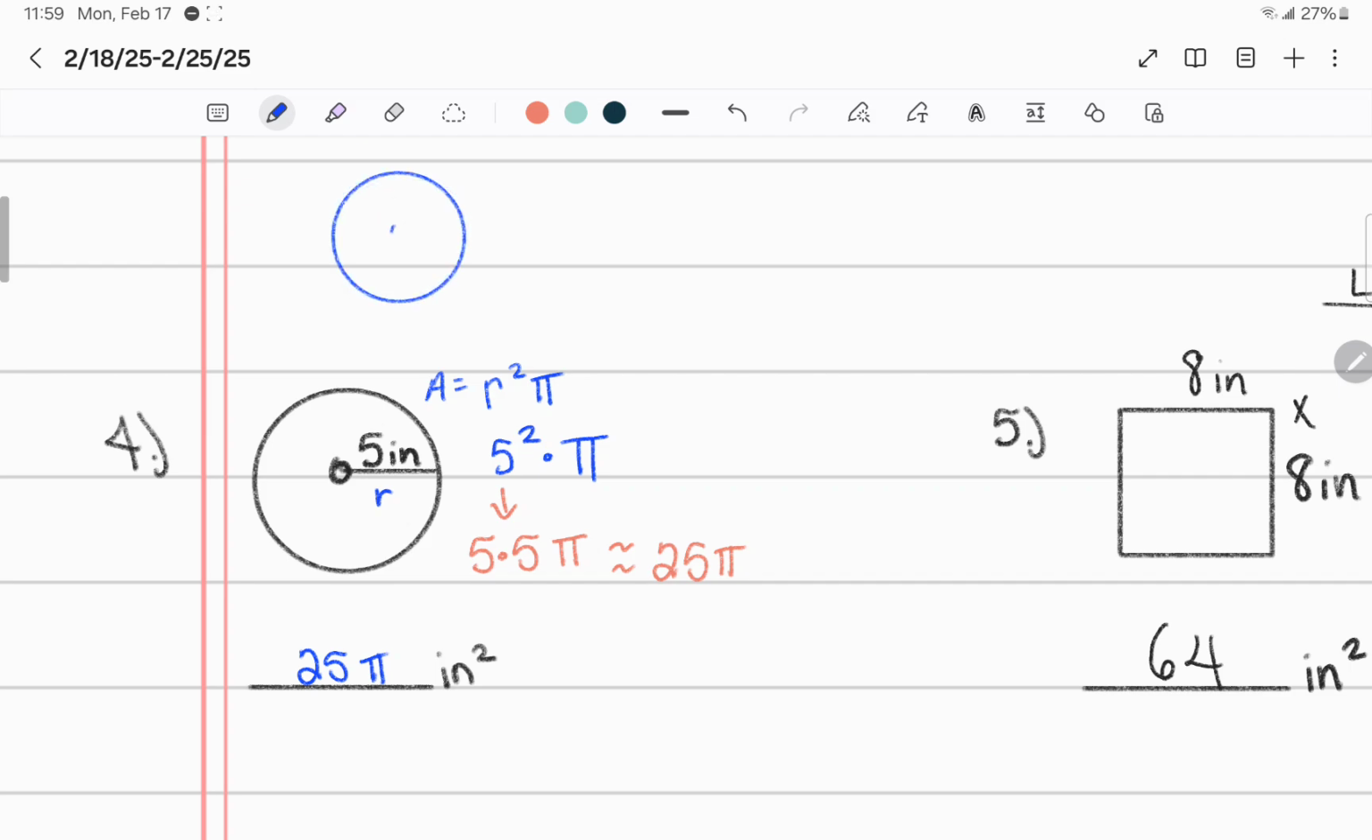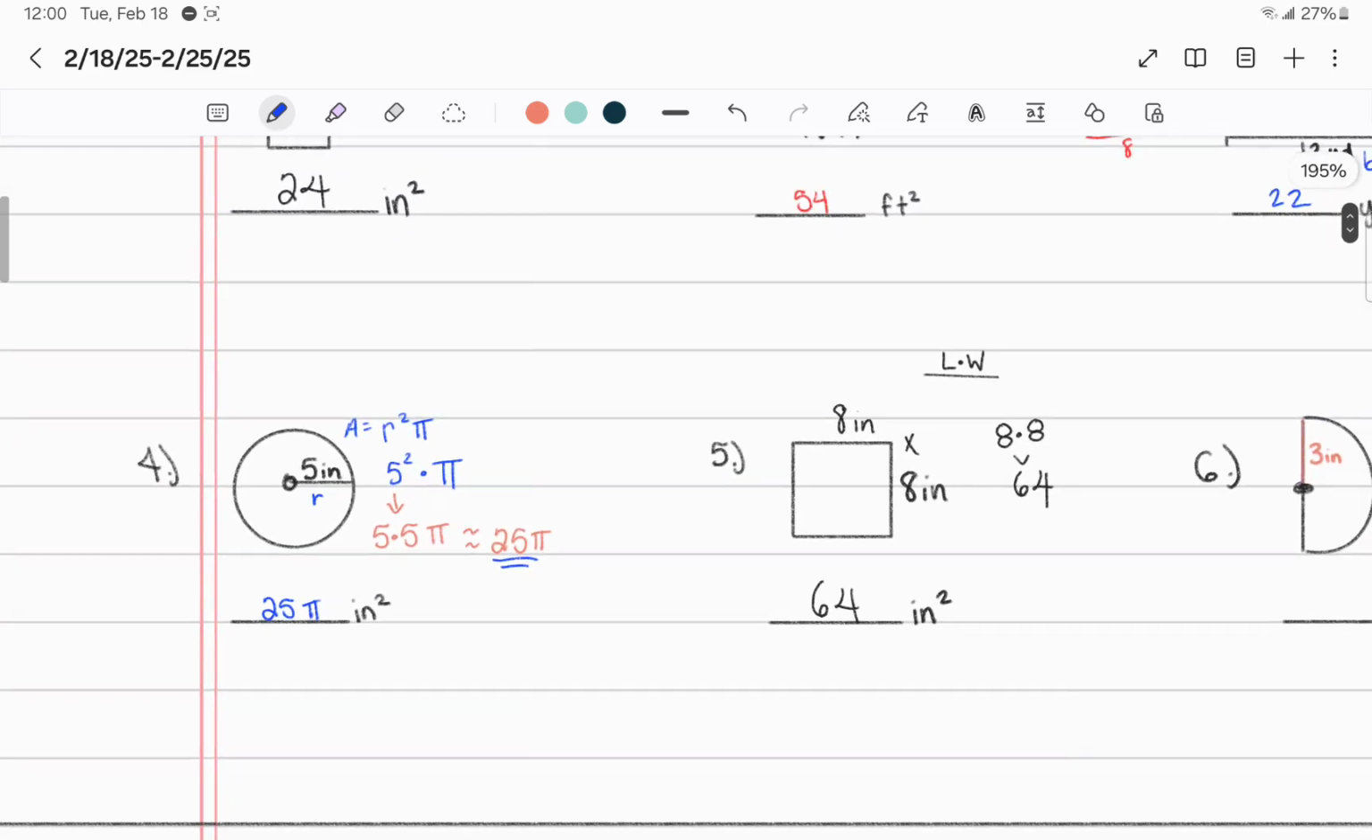We have a circle. If the number is 8, then we do 8 times 8 pi. If the number is a 4, we do 4 times 4 pi. Not 4 times 2, that's wrong. 4 times 4 pi. So again, this one was 5. So we do 5 to the power of 2, which is 5 times 5, 25 pi. So that's it for that one. Circles are pretty simple.